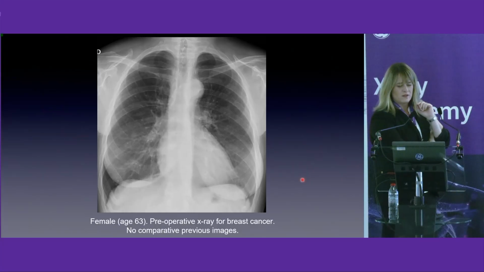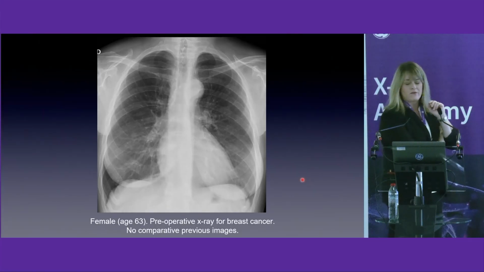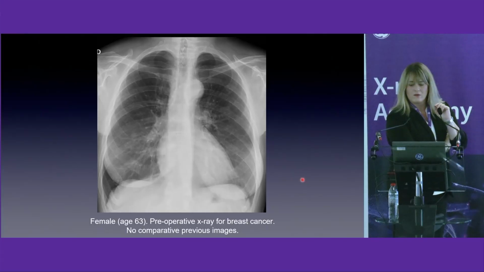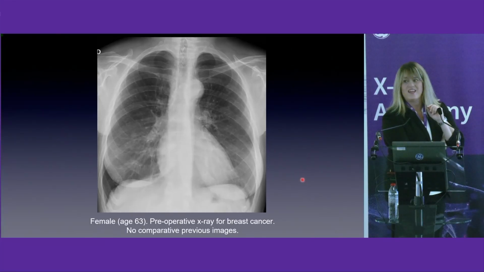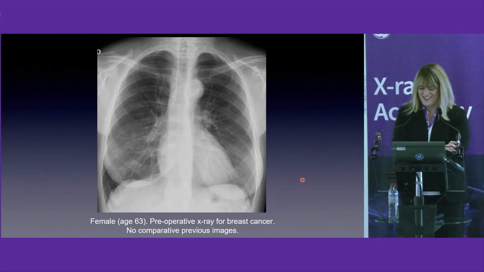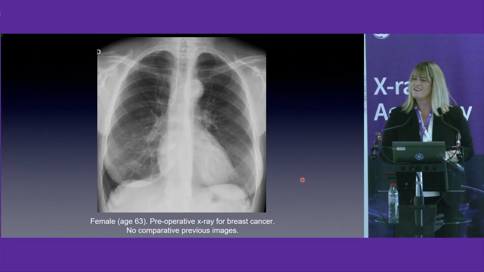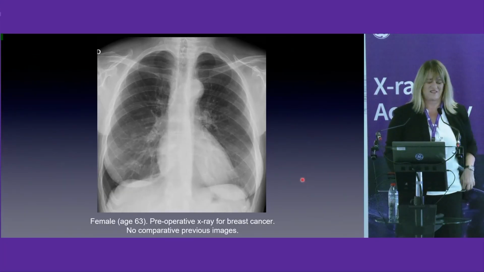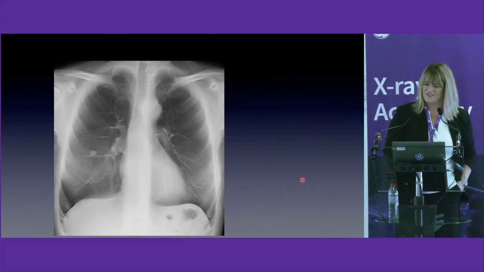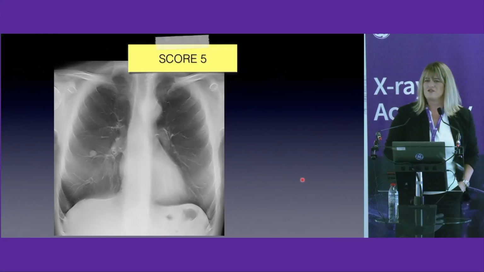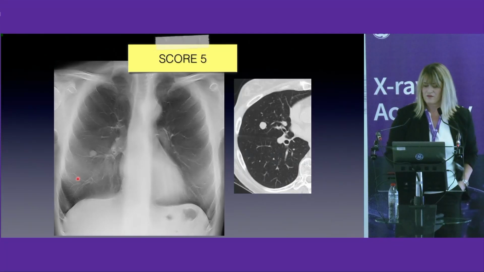Female, 63 years old, preoperative X-ray for breast cancer. So, nodules, okay. Where? Right side, correct. So, we were pretty sure that on DTS, this one is a DTS image, that this nodule belongs to parenchyma. So, first stage, we performed a CT scan and we confirmed this alteration.